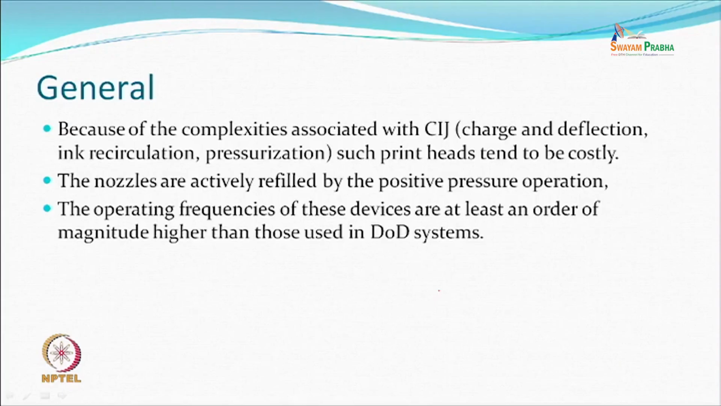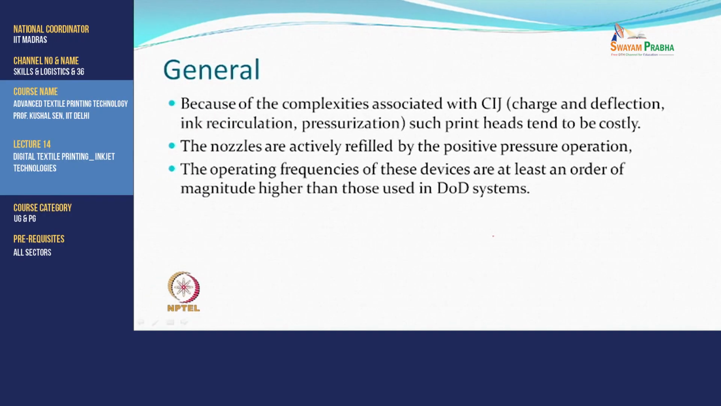So in general, because of the complexities associated with continuous inkjet, that you have to charge, deflect, and whatever has been deflected and gone into the drain has to be recirculated. It's a costly material, you can't be throwing it somewhere else. Some pressurization that you have to push continuously. These print heads are generally costly. So industries which are actually producing a large amount of printed materials may be preferring this kind of technology, continuously happening.